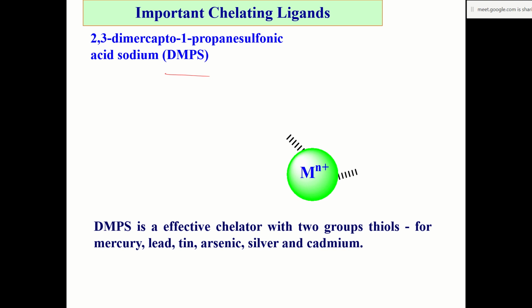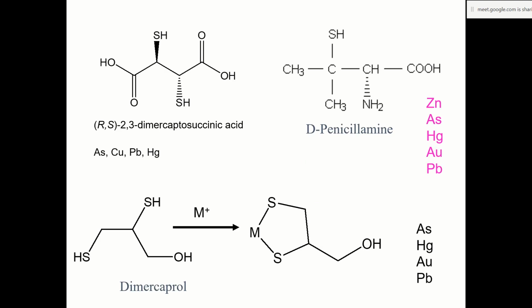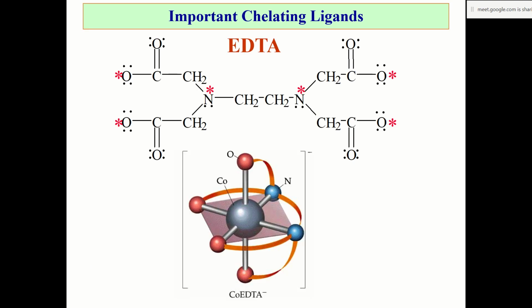DMPS, an effective chelator with two thiol groups, and thiols bind to mercury very strongly. Then mercaptosuccinic acid, penicillamine. So these are the typical ones. In treatment of mercury poisoning, these are the things that are used. EDTA we have already seen. We have done experiments with that.